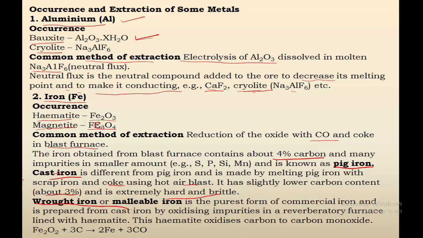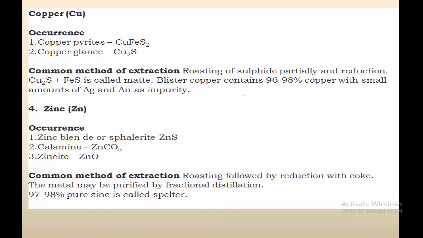And the third one is wrought iron or malleable iron. It is the purest form of commercial iron. It is prepared by oxidizing impurities in a reverberatory furnace, which is lined with hematite. This is the reaction that you can observe here. Next, copper. The occurrence of copper is as copper pyrites and copper glance. Remember the chemical composition. The common method of extraction: partial roasting of the sulfide and reduction.